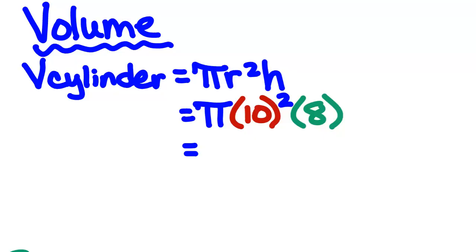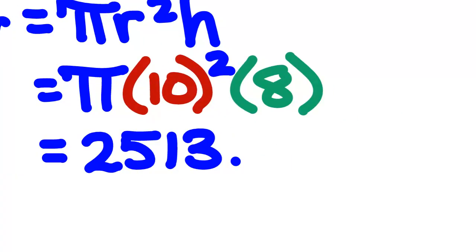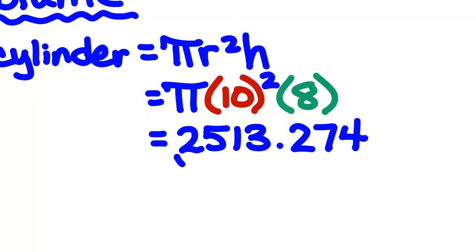We want the volume of the cylinder. So pi times 10 squared times 8. And we want this in decimal form. 2,513.274. So there's the volume of the cylinder.